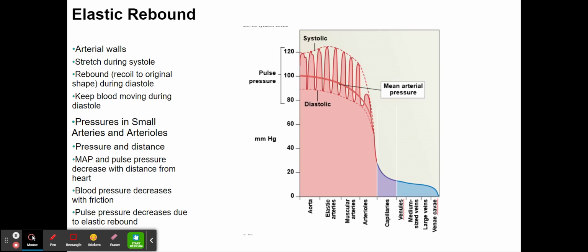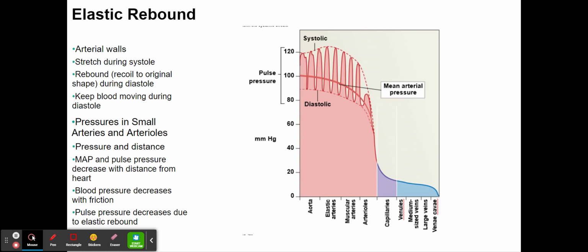Let's talk about pressures that are affecting small arteries and arterioles. The mean arterial pressure and the pulse pressure become smaller as the distance from the heart increases. The mean arterial pressure declines as the artery branches and becomes smaller and more numerous. In essence, blood pressure decreases as it overcomes friction and produces blood flow. The pulse pressure also lessens due to the cumulative effects of elastic rebound along the arterial system.